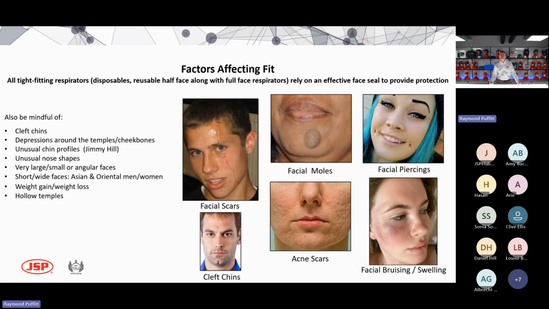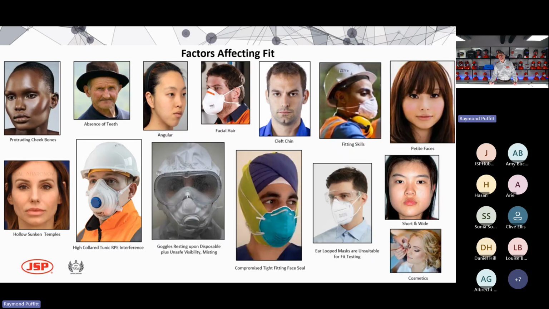Yeah, and hollow temples, and I've got some wonderful pictures for you as well. Some more protruding cheekbones. Absence of teeth is another one. Here we go. So these are the ones that will affect your APF value. These are the factors that you will find when you've got someone coming through the door that needs a respirator. I can't dwell on all these, but if you want to take a picture or look at this presentation after, you'll see that all these people with all the written explanation underneath will be a challenge for you.